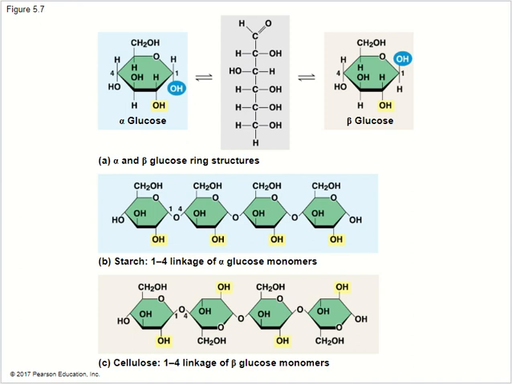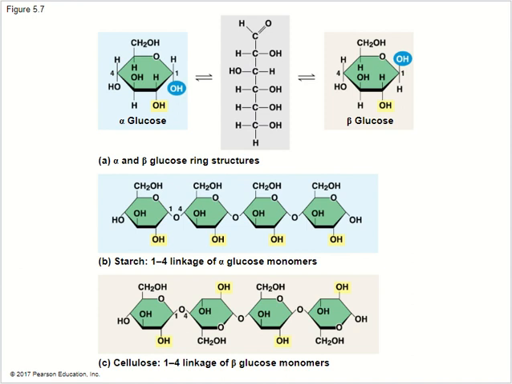joining of two glucose molecules you have a 1,4 linkage. However, in B, the 1,4 linkage of alpha glucose monomers, the glycosidic bond appears to be up and down, whereas in alternating beta glucose structures, those glycosidic bonds are all facing the same way.